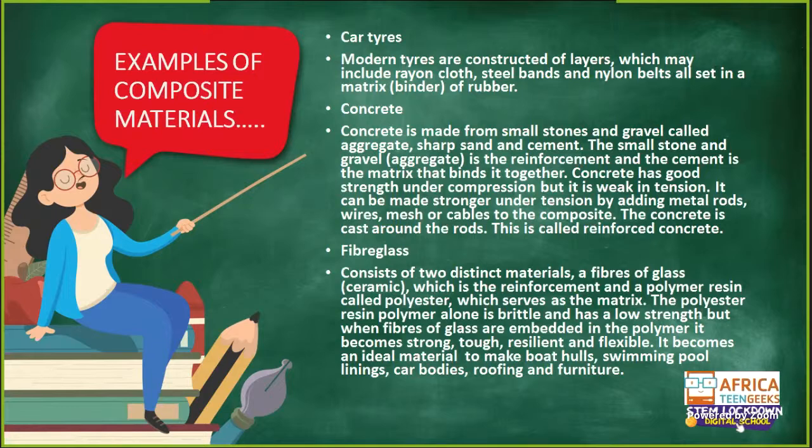Then we can also talk of concrete for buildings. Concrete is made from small stones and gravel called aggregate, sharp sand and cement. The small stone and gravel is the reinforcement, and the cement is the matrix that binds it together. Concrete has good strength under compression, but it is weak in tension. It can be made stronger under tension by adding metal rods, wires, mesh, or cables to the composite. The concrete is cast around the rods. This is called reinforced concrete.